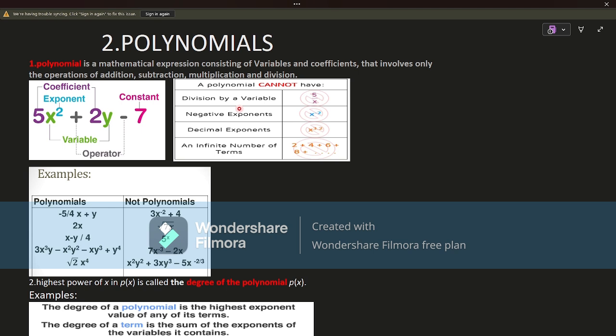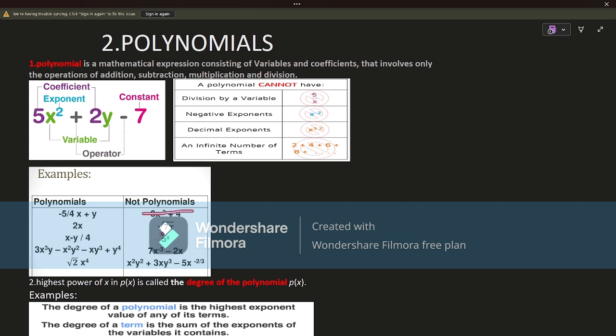Any mathematical expression with division by a variable, negative exponent, decimal exponent, or an infinite number of terms, we can conclude with these 5 conditions, cannot be called a polynomial. For example, see here 3x^(-2) + 4. Here the exponent is a negative number. So according to this conclusion, a negative exponent cannot be in a polynomial. So this is not a polynomial.